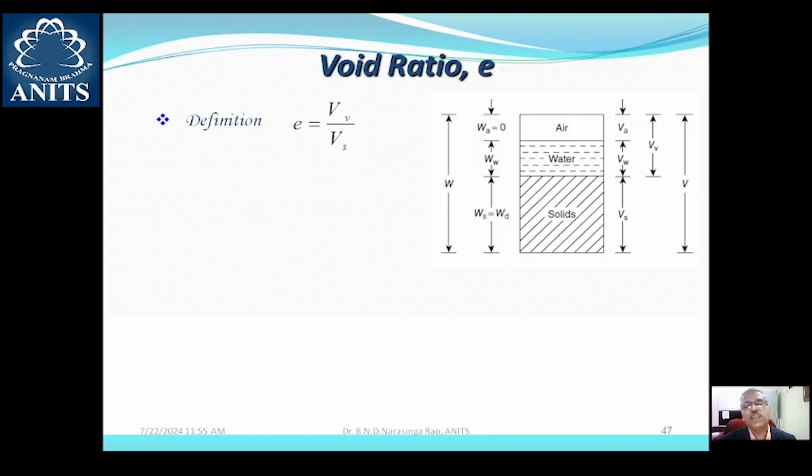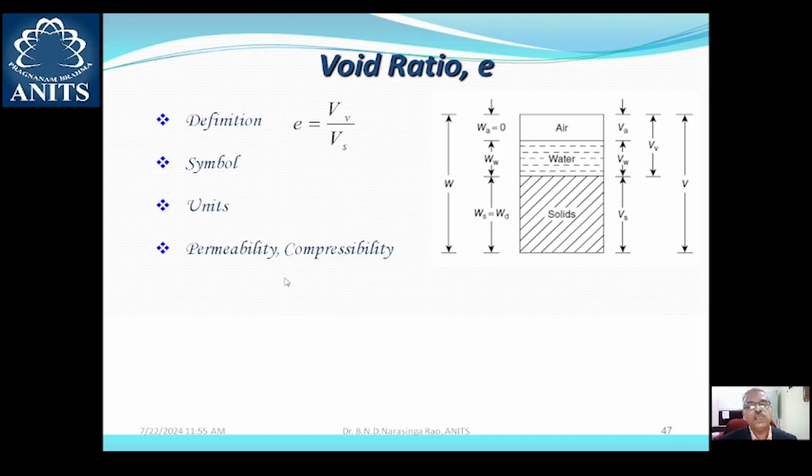The first one is, there are 5 physical properties which are defined in terms of the ratio of the volumes. So the first one is the void ratio. The symbol is e, which is defined as the ratio of volume of voids to the volume of solids. So, e equal to Vv by Vs. Because it is a ratio of volumes, it has no units. The units in the numerator and denominator get cancelled.